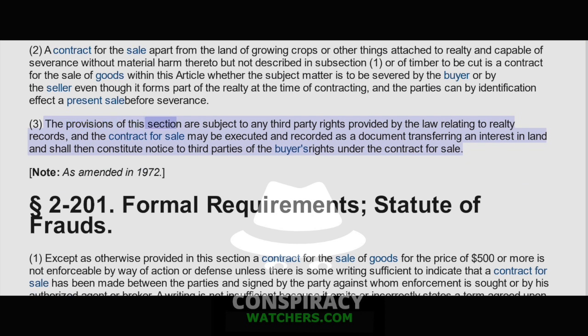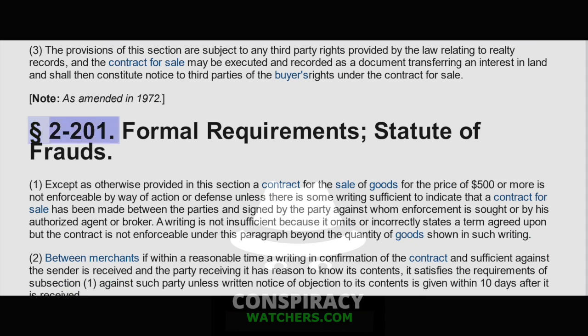The provisions of this section are subject to any third-party rights provided by the law relating to realty records, and the contract for sale may be executed and recorded as a document transferring an interest in land and shall then constitute notice to third parties of the buyer's rights under the contract for sale.